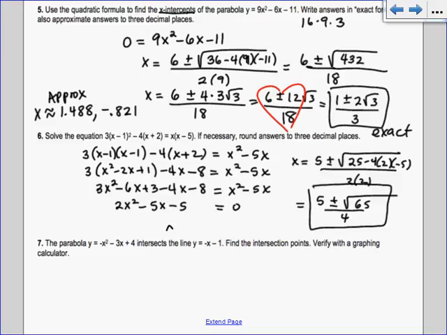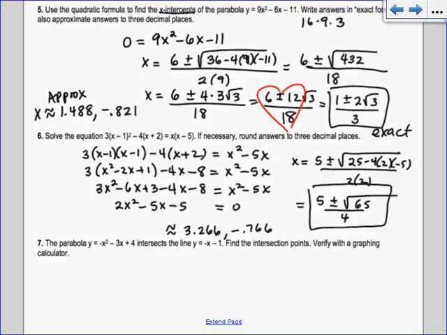And for your approximate answers, you do 5 plus the square root of 65, and then divide by 4. So the first one is 3.266, and then if you put minus in between, you get negative 0.766. These are two approximate numbers.